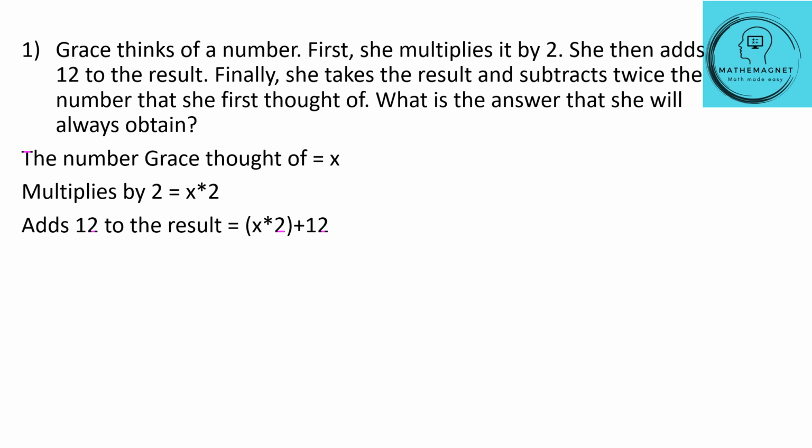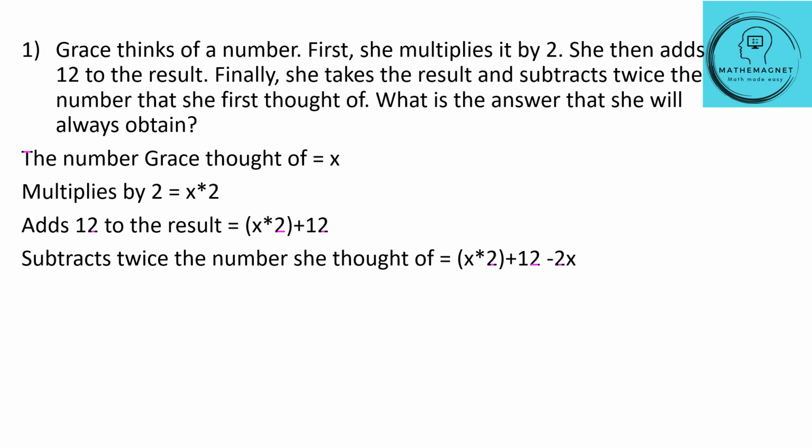Finally she takes the result and subtracts twice the number that she first thought of. So finally she is subtracting it with minus 2x when she subtracts twice the number she thought of. So let us simplify this equation. It becomes 2x plus 12 minus 2x.